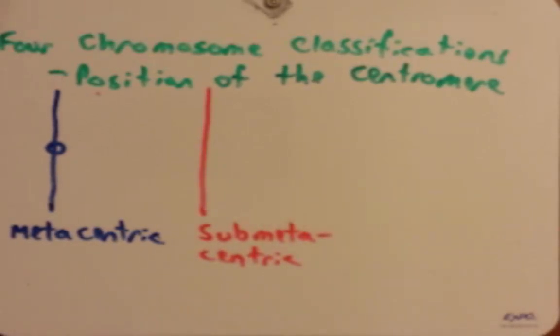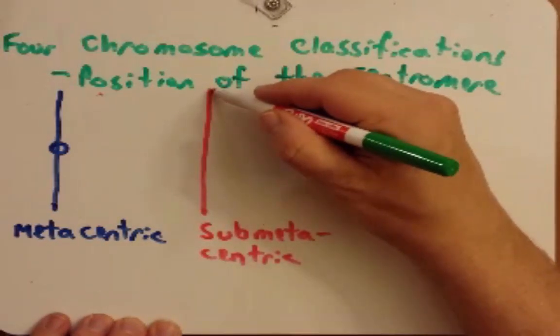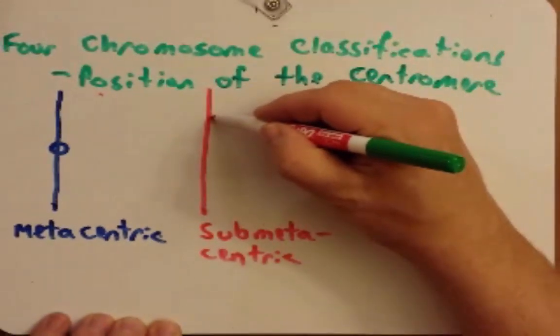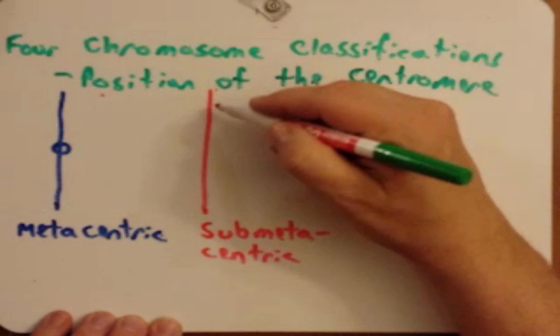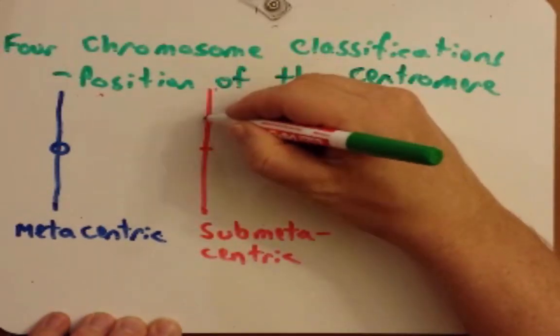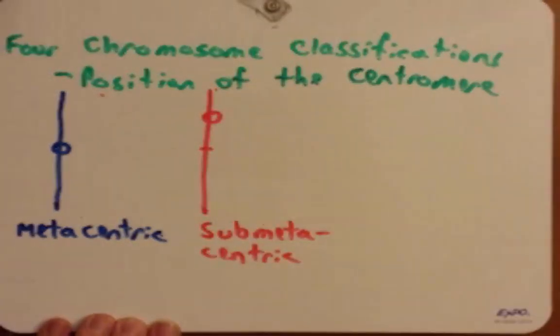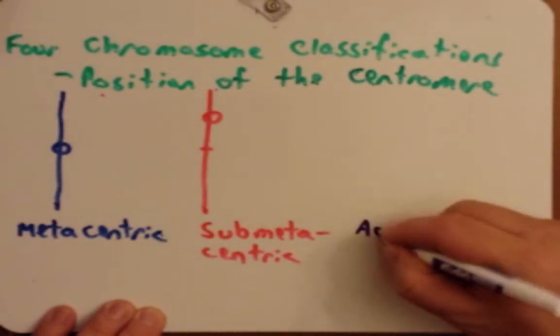In this example, the centromere is not right in the middle. It's not at the end, but it's in between the middle and the end. So we're going to draw it, not here in the middle, not at the end, but somewhere in between, like right here. So we call that a submetacentric. The next example is going to be called acrocentric.